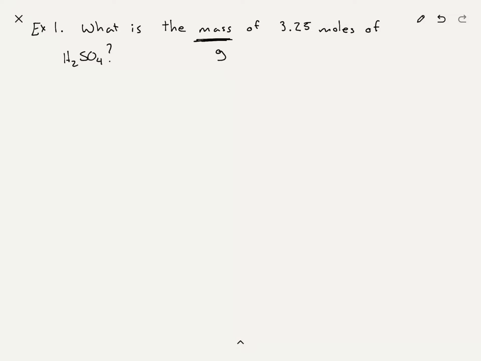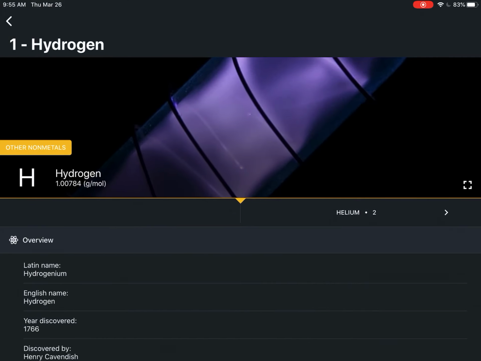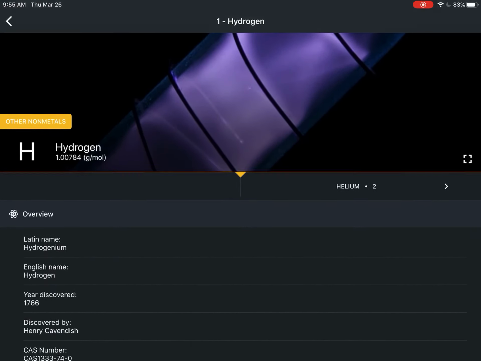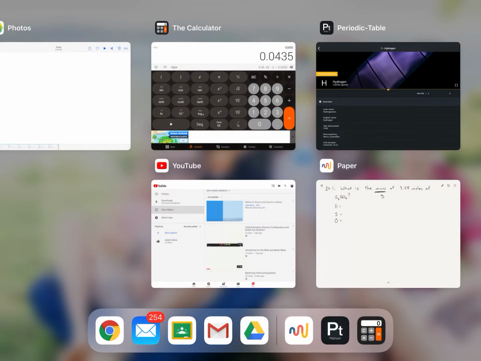So to go from moles to grams, we have to know what the molar mass of H2SO4 is. So our first step is to calculate the molar mass of H2SO4. So H, S, and O. We need to look up the molar masses of each of those. If we go to our periodic table, hydrogen, it's here, has a molar mass of 1.00784.